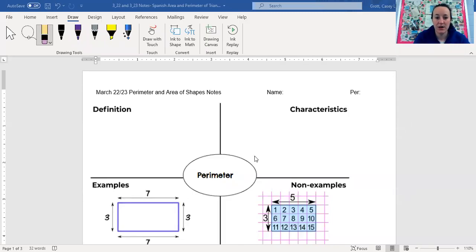Hi guys, we are going to talk about area and perimeter today. We're going to get some notes down, some definitions, some examples, and then jump into practice. So up first, we've got perimeter that we talked about last class.